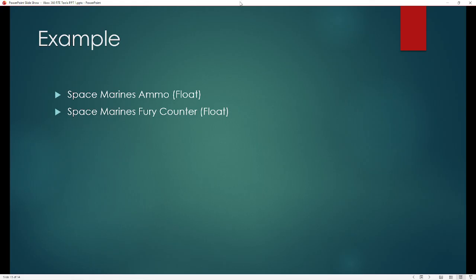So I'll give two examples. One is how something might be seen directly in game, which would be the ammo, and another is going to be the fury counter. Let me show you how that works.